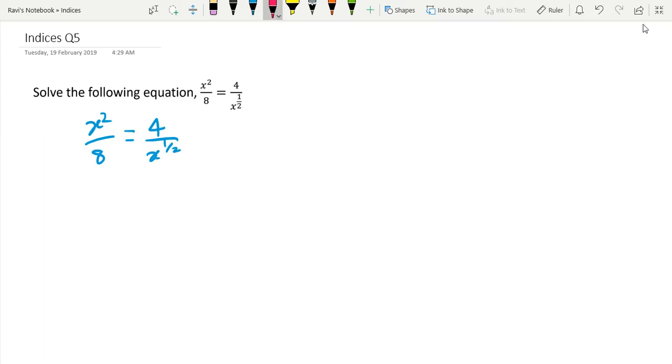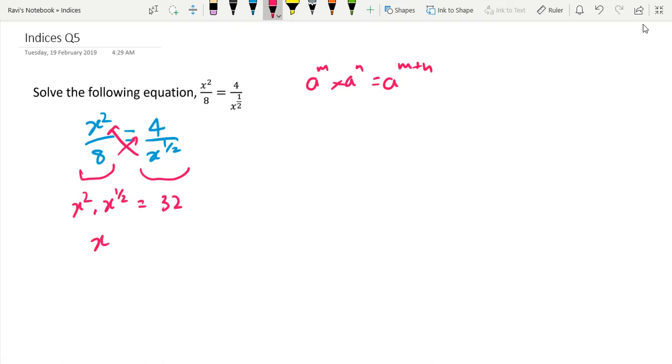And so one of the easiest ways to go about this is, since I have one fraction on the left hand side and another fraction on the right hand side, I can just cross multiply. So what I get is x squared multiplied by x to the power of half equals 32. Now, by the indices rule, we know that a^m times a^n is equal to a^(m+n). So this is x to the power of 5 over 2 equals 32. And 32, we know, is 2 to the power of 5.